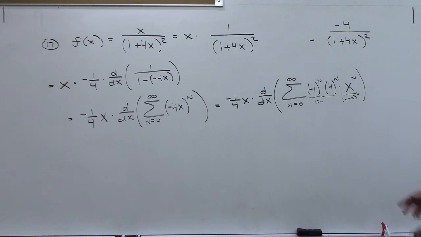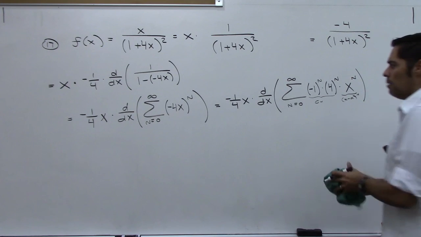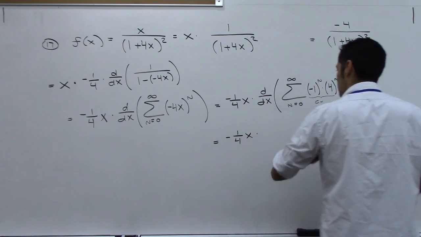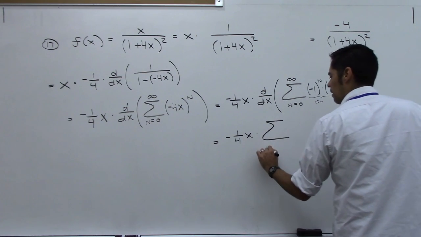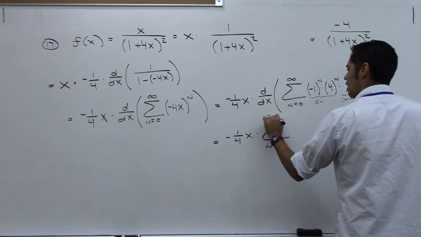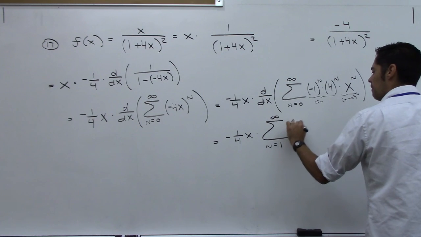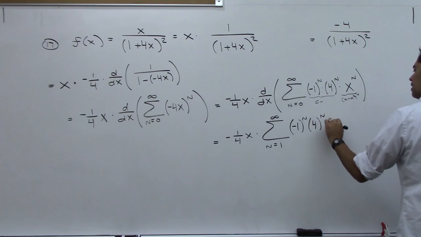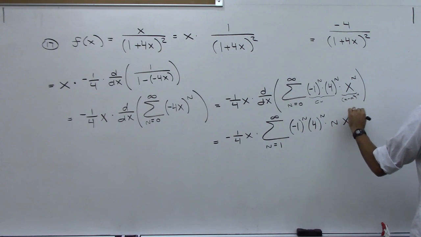So we're ready for the derivative now. And the way the derivative works, the n is going to come down, we're going to subtract 1 from the exponent, and the index is going to go up by 1. So we have negative 1/4 x times, no more derivative, n equals 1, because I'm shifting it, because that's what you do when you take the derivative. C sub n does not change, and n comes out, and subtract 1.